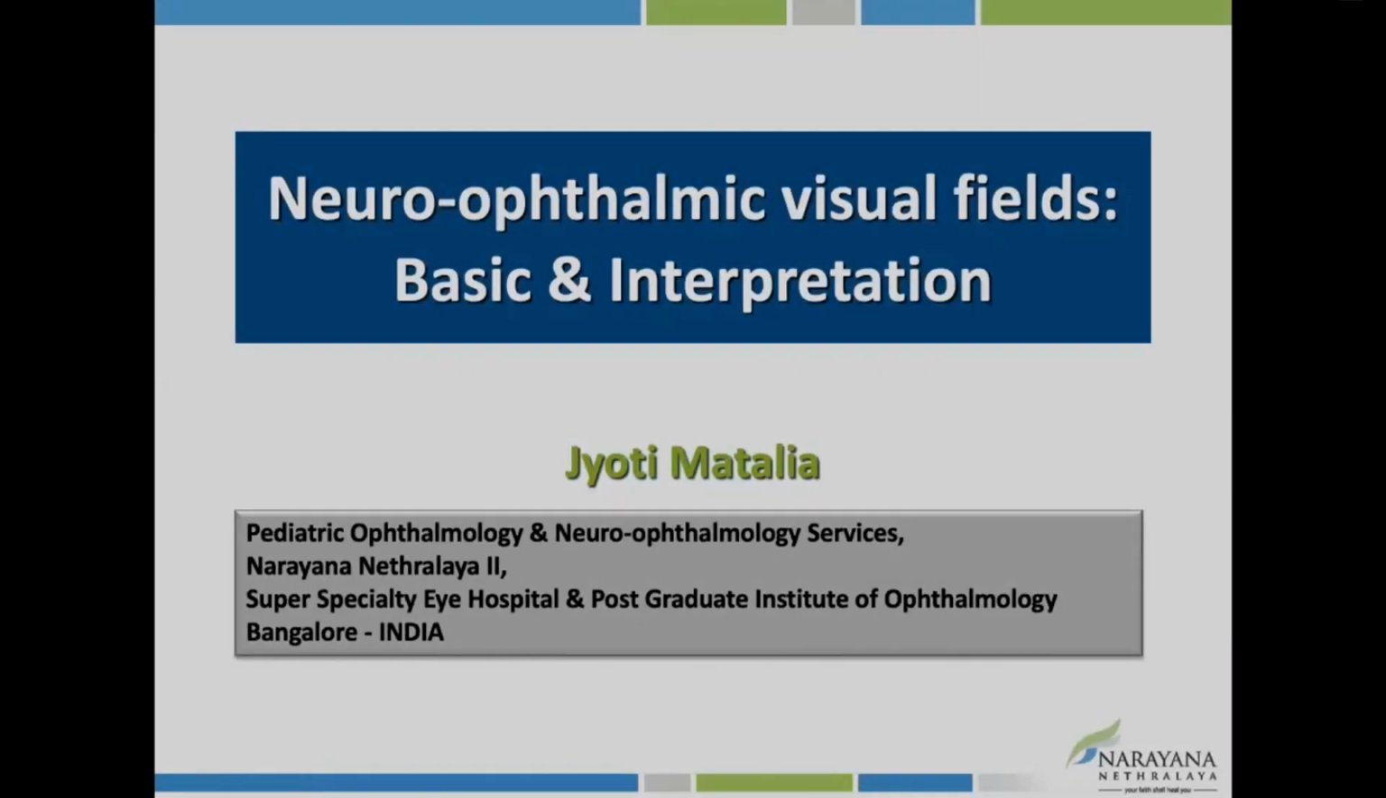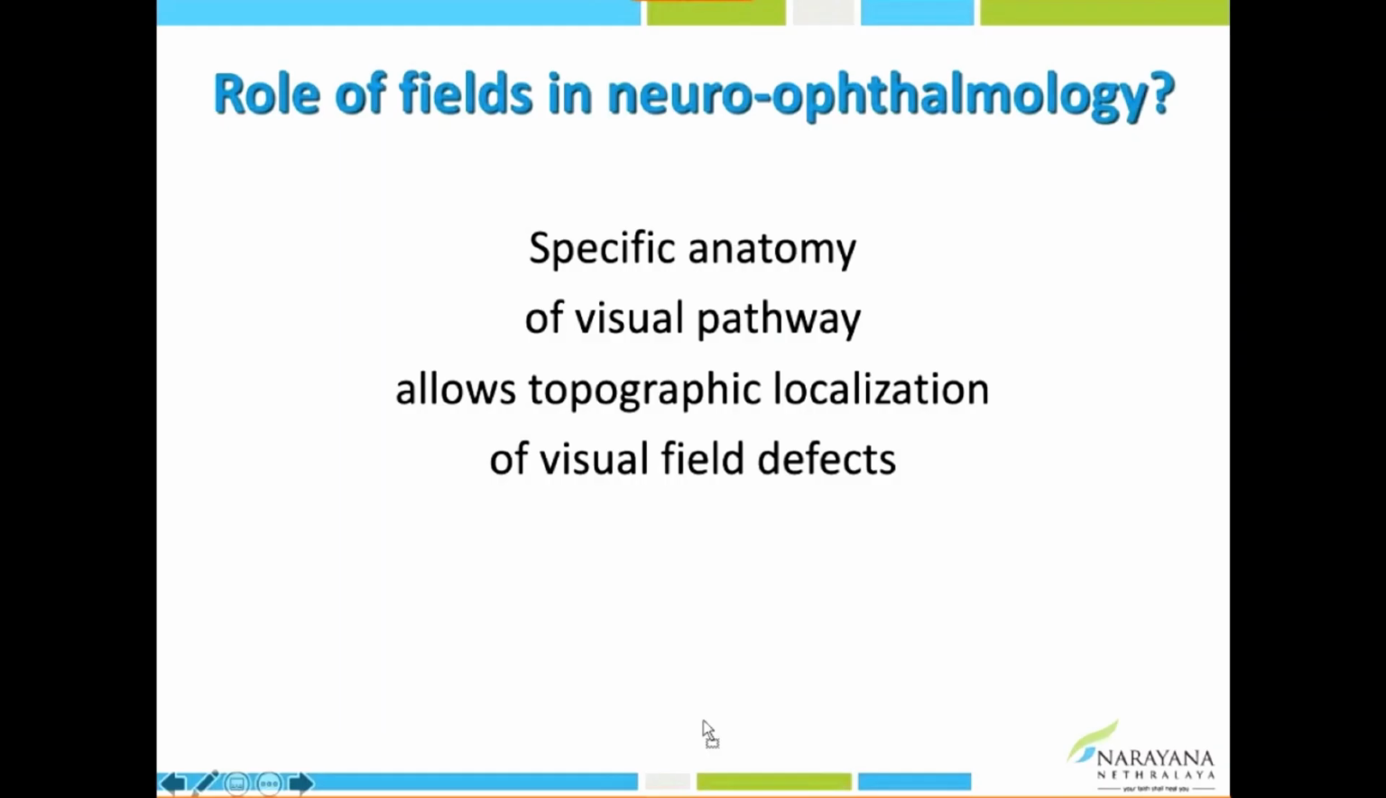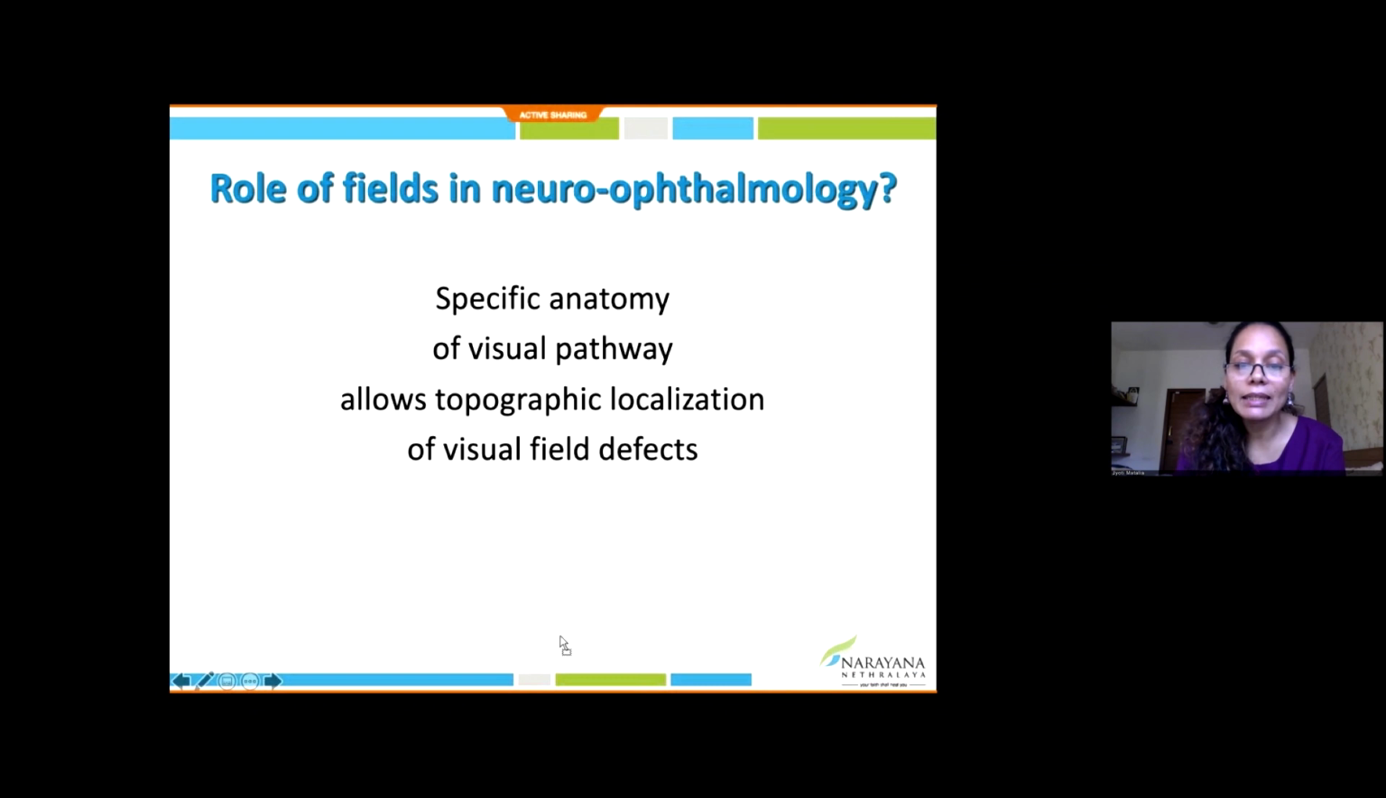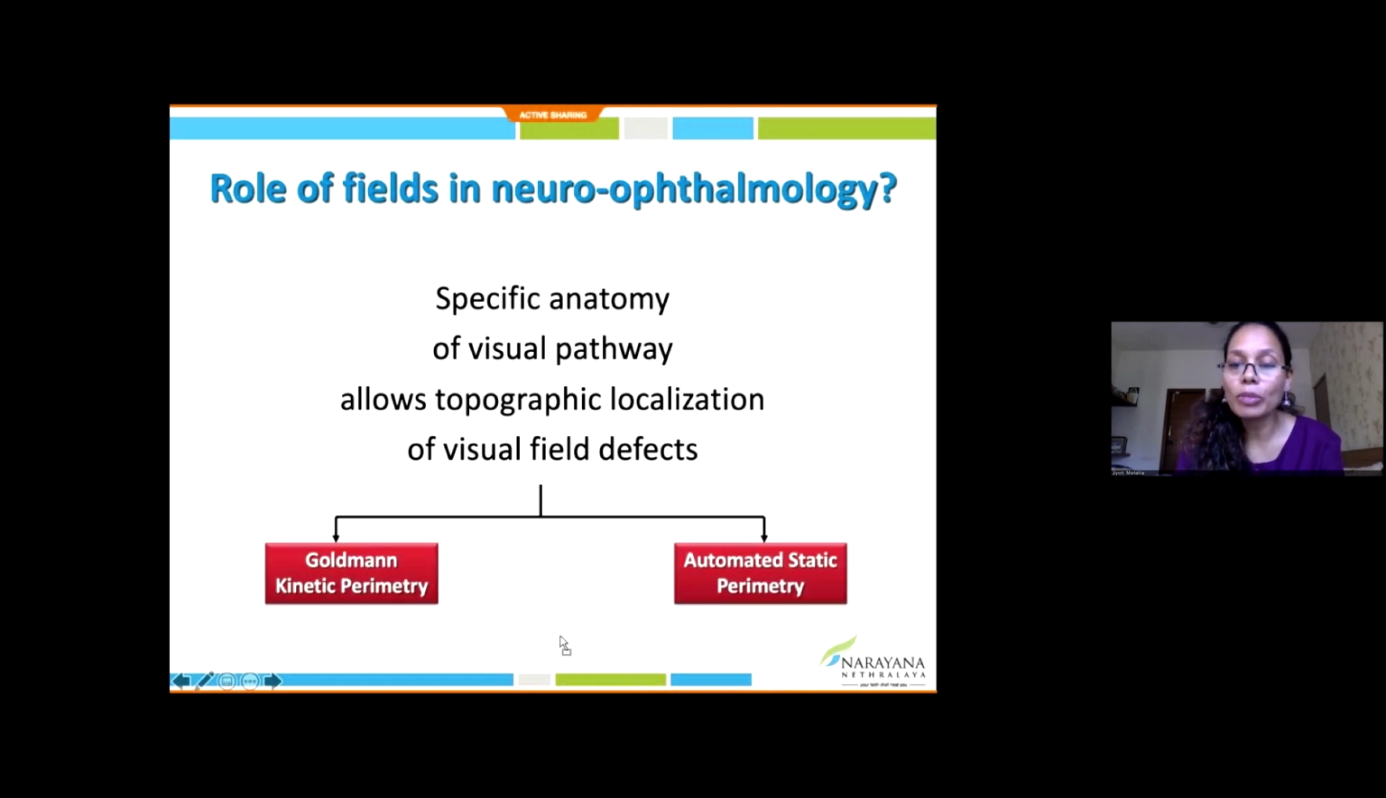I'm going to be talking to you on neuro-ophthalmic visual fields, basic and interpretation. So what is the role of fields in neuro-ophthalmology? It's a specific anatomy of the visual pathway, and this allows topographic localization of the visual field defects. And this can be ideally picked up using the Goldmann kinetic perimetry or the automated static perimetry, which is now in vogue, and this is what I shall be primarily discussing.